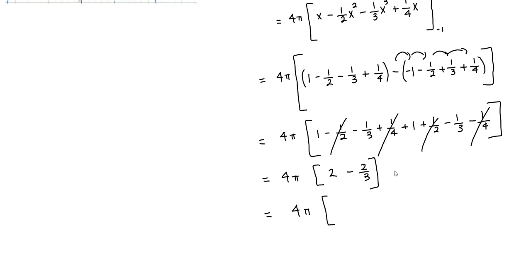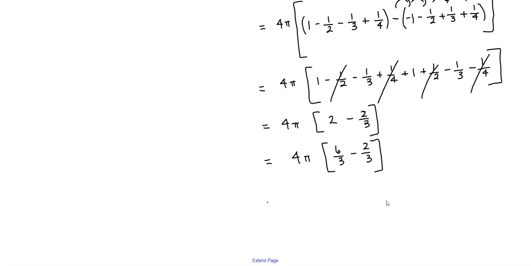So that's going to be 6/3 minus 2/3. So 4 pi times 4/3 is going to give us a volume of 16 pi over 3.